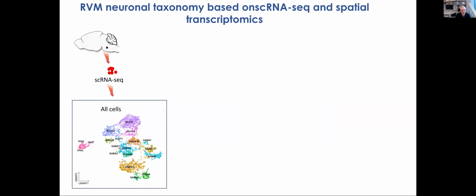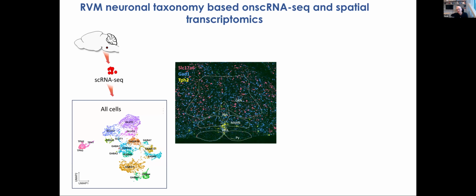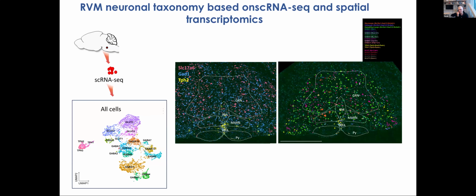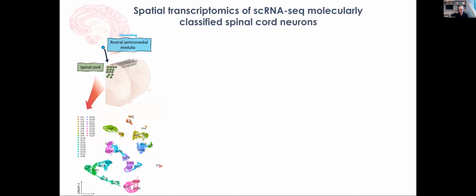So here is first the atlas of the RVM that we generated. Looking at the excitatory and inhibitory cells, this is now spatial transcriptomics in the RVM. You can see that there are quite a lot of neurons there, and there are both excitatory and inhibitory neurons in the RVM. Now we can also place the different cell types into the RVM, the exact molecularly defined cell types there. We've done the same for the spinal cord.